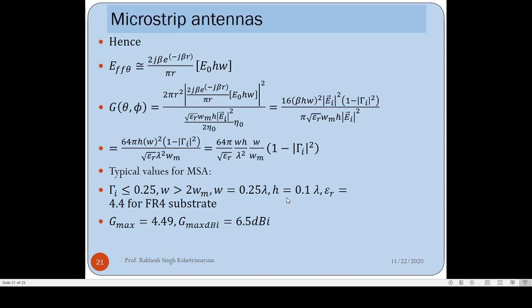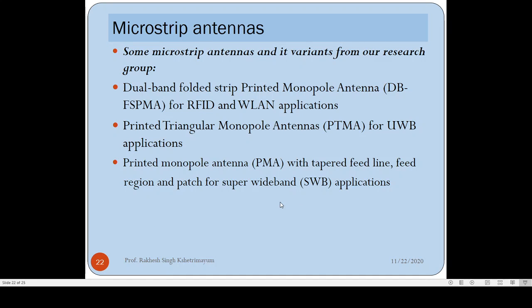That's all about the discussion on the microstrip antenna. In the next slide, we will discuss some microstrip antennas and their variants which have originated from our research group. These are some designs of microstrip antenna, which are advanced versions of microstrip antenna. We'll discuss 3 of them. The first one is a dual band folded strip printed monopole antenna for RFID and wireless LAN application. So this is a dual band microstrip antenna, or printed monopole antenna.